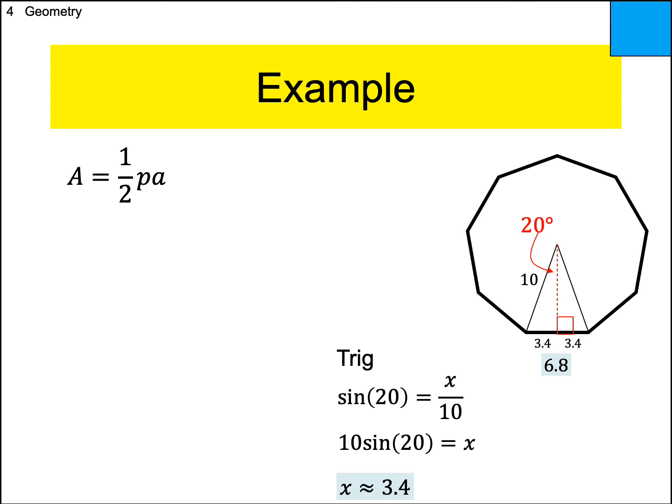Now I can do the perimeter. How many sides? There's 9. 9 times 6.8 is about 61.2. Okay? Makes sense? All right.